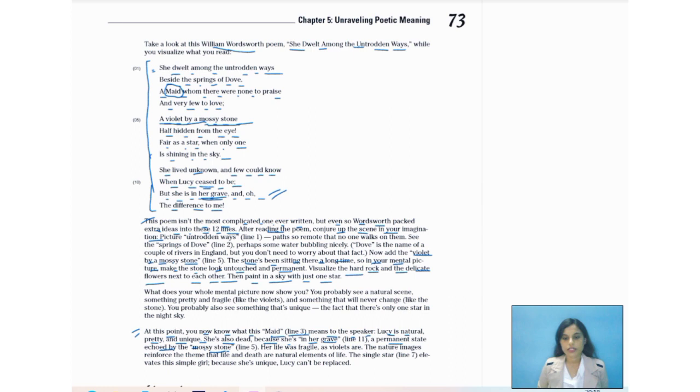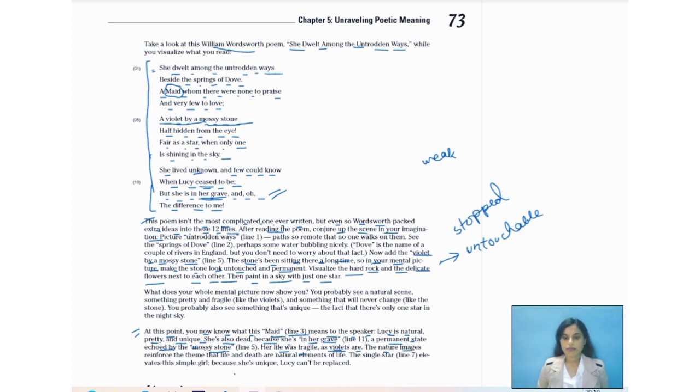Yes, over here they were talking about a mossy stone that was untouchable. We can say untouchable means it's pure, and it's not moving also. It has stopped, it has ceased, means it has stopped. A permanent state echoed by the mossy stone. Her life was fragile as violets are. Just like violet flowers, her life was also fragile. Fragile means weak. Okay, fragile means weak.